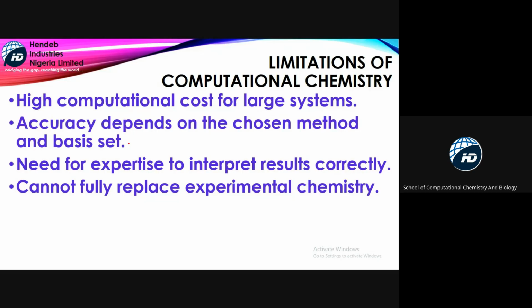So it cannot fully replace experimental chemistry. I keep saying that even if computational chemistry is bridging the gap between theoretical chemistry and experimental chemistry, you cannot quickly kick off lab work. The lab work will be there, but it is now reserved only for validation. All those experiments you want to do in the lab, don't bother yourself. Come to the computer and do them. As I'm talking to you now, your computer is your lab.